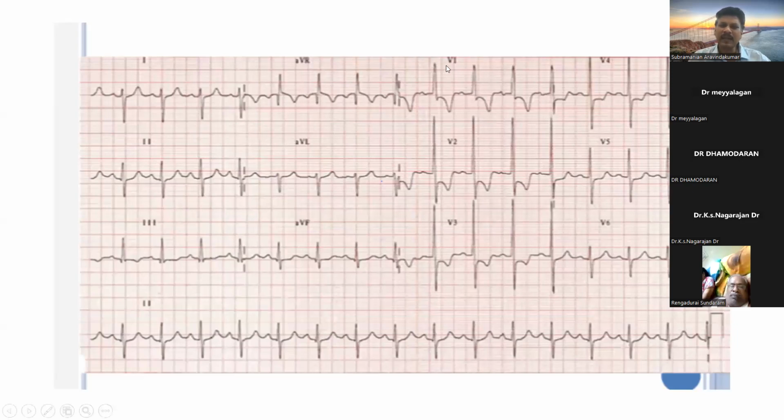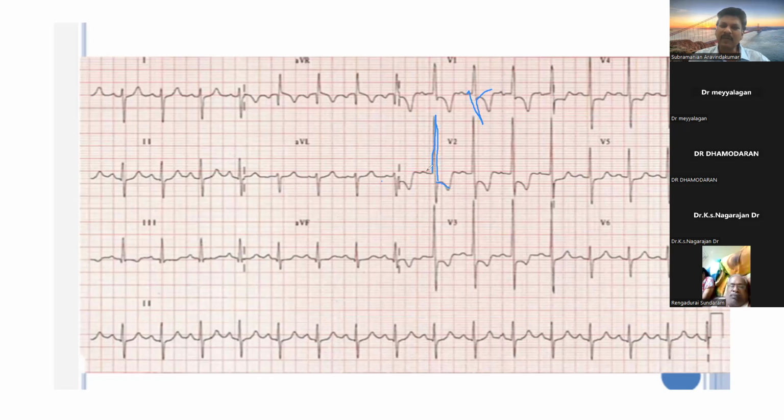See here, normally there should be an RS complex, a small r and a deep S. This is what should be there. Normally this is what the ECG looks like. But what is happening is, instead of a small r and an S, you are not having anything. Straight away there is a tall R wave. So this tall R wave suggests that the right ventricle is hypertrophied and enlarged. Because it takes a longer time, tall R wave, there are always secondary STT changes. See here, secondary STT changes.